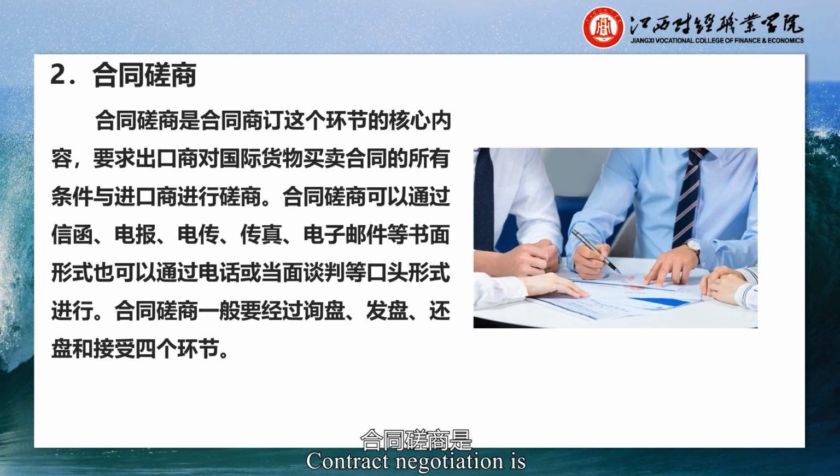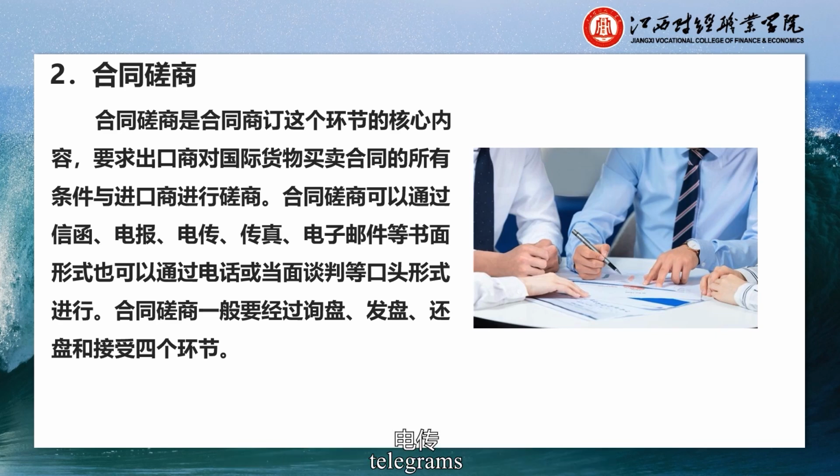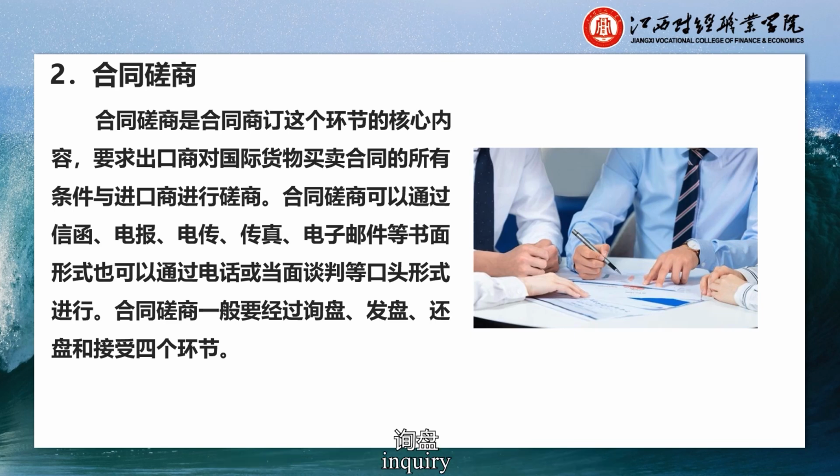2. Contract negotiation. Contract negotiation is the core content of the contract negotiation process, requiring exporters to negotiate all terms of international sales contracts with importers. Contract negotiations can be conducted in written form through letters, telegrams, faxes, and emails, as well as in oral form through telephone or face-to-face negotiations. Contract negotiation generally goes through 4 stages: inquiry, offer, counter-offer, and acceptance.